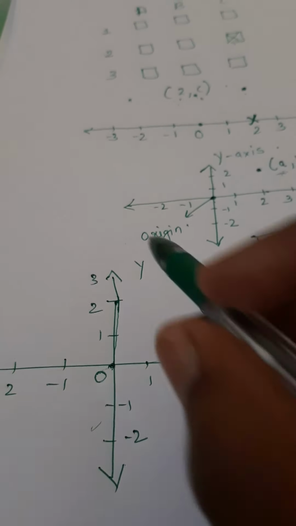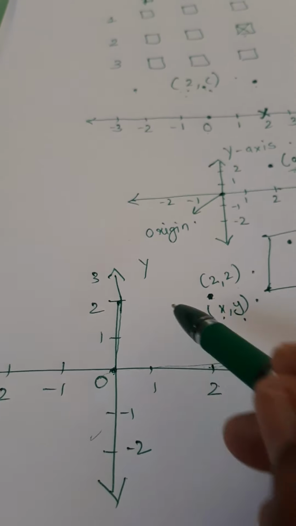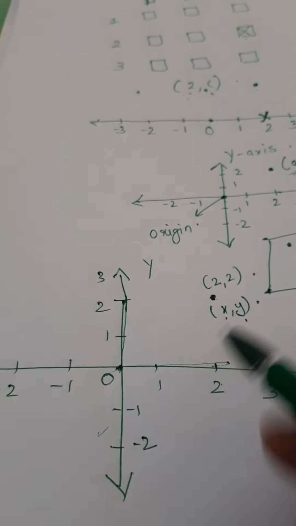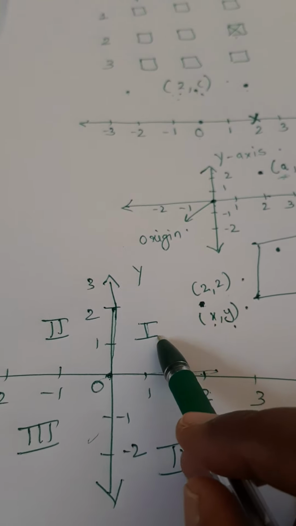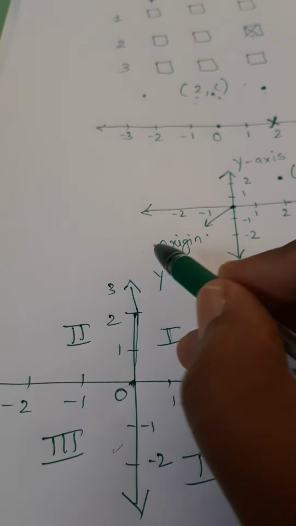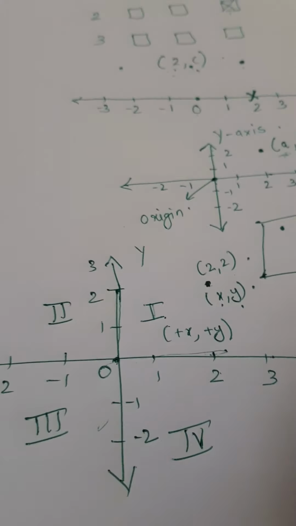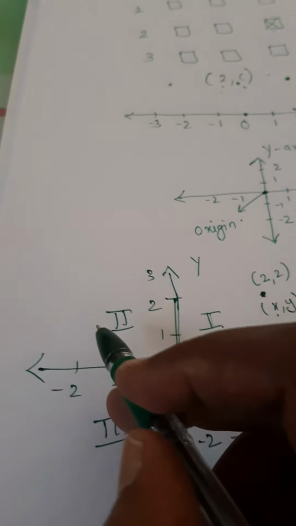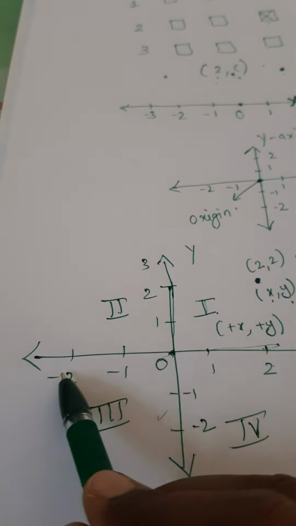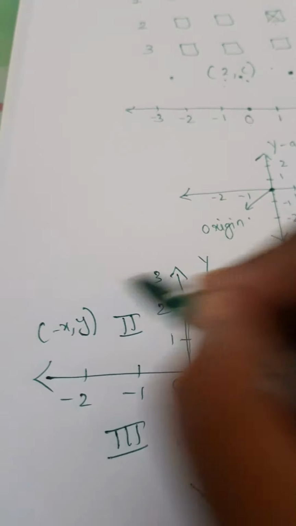Now these axes divide the 2D plane, the Cartesian plane, into 4 different quadrants, that is 4 different regions. Anti-clockwise they are numbered 1, 2, 3 and 4. The first quadrant is formed by positive x values and positive y values. So the coordinates will be of the form plus x and plus y. Correct? Both will have positive values. Similarly, for the second one, the x values will be negative and y values will be positive. So it will be of the form minus x comma plus y.